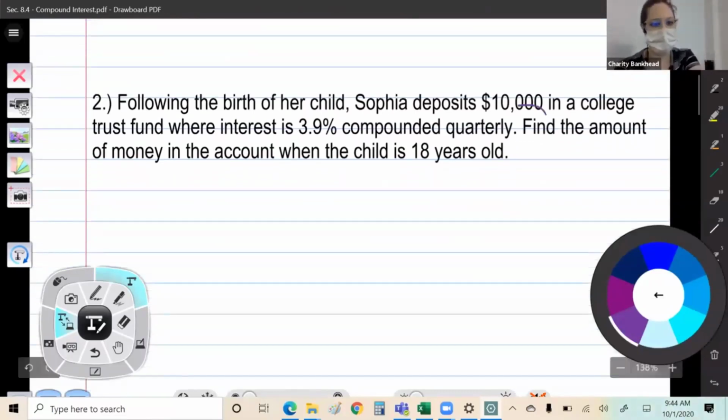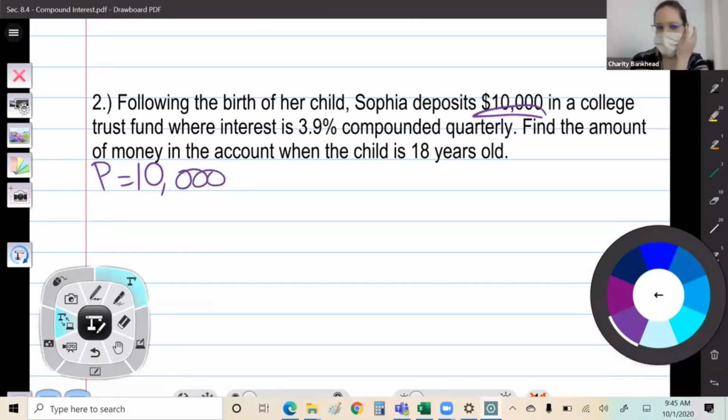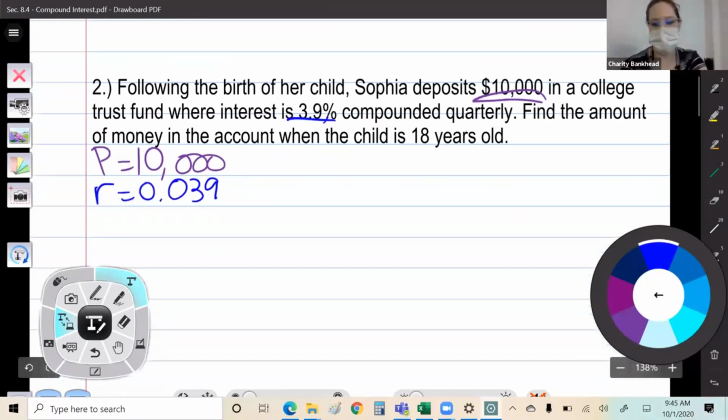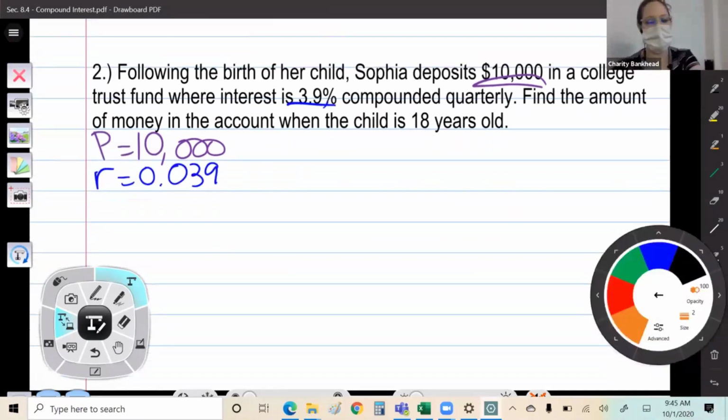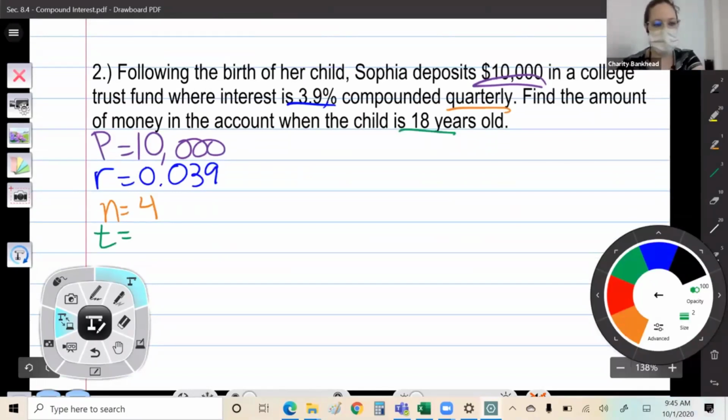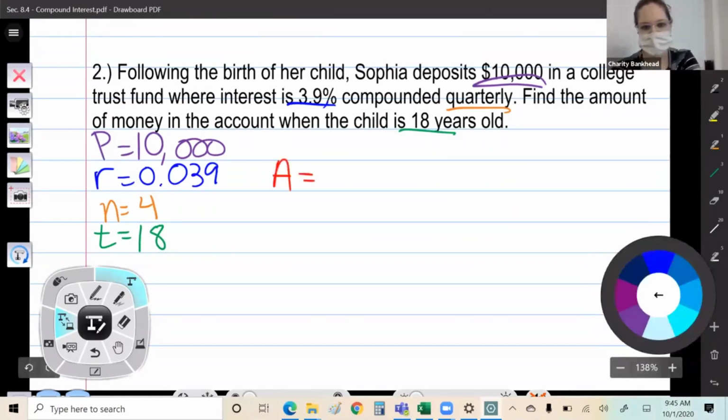Okay, so she's depositing 10,000. So 10,000 is P, that's the principal. And then R will be equal to 0.039, and it's compounded quarterly, which means 4 times a year. So N is going to be 4. And then from birth to age 18 is 18 years. So T is equal to 18. And then we're just going to put all of that into the formula.